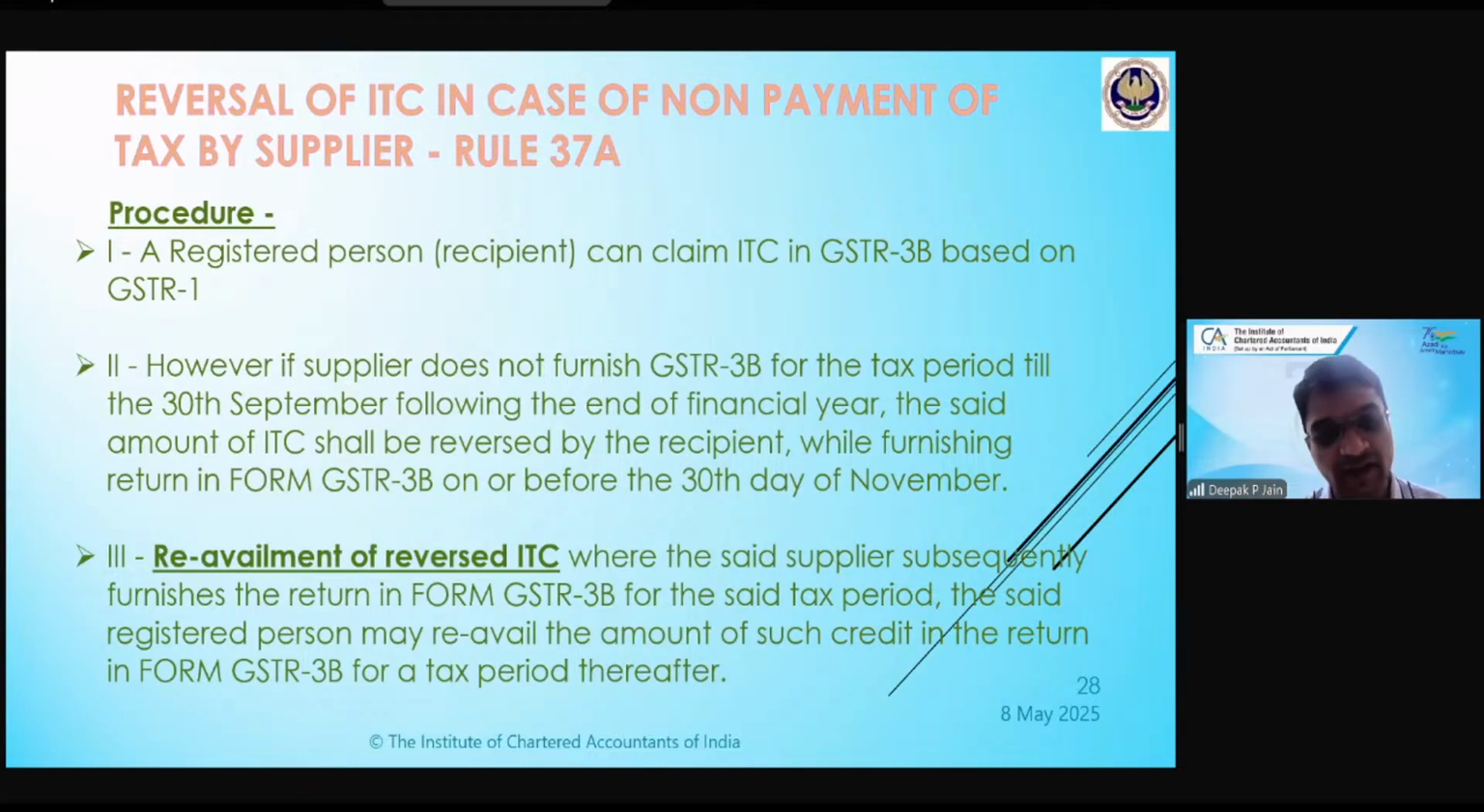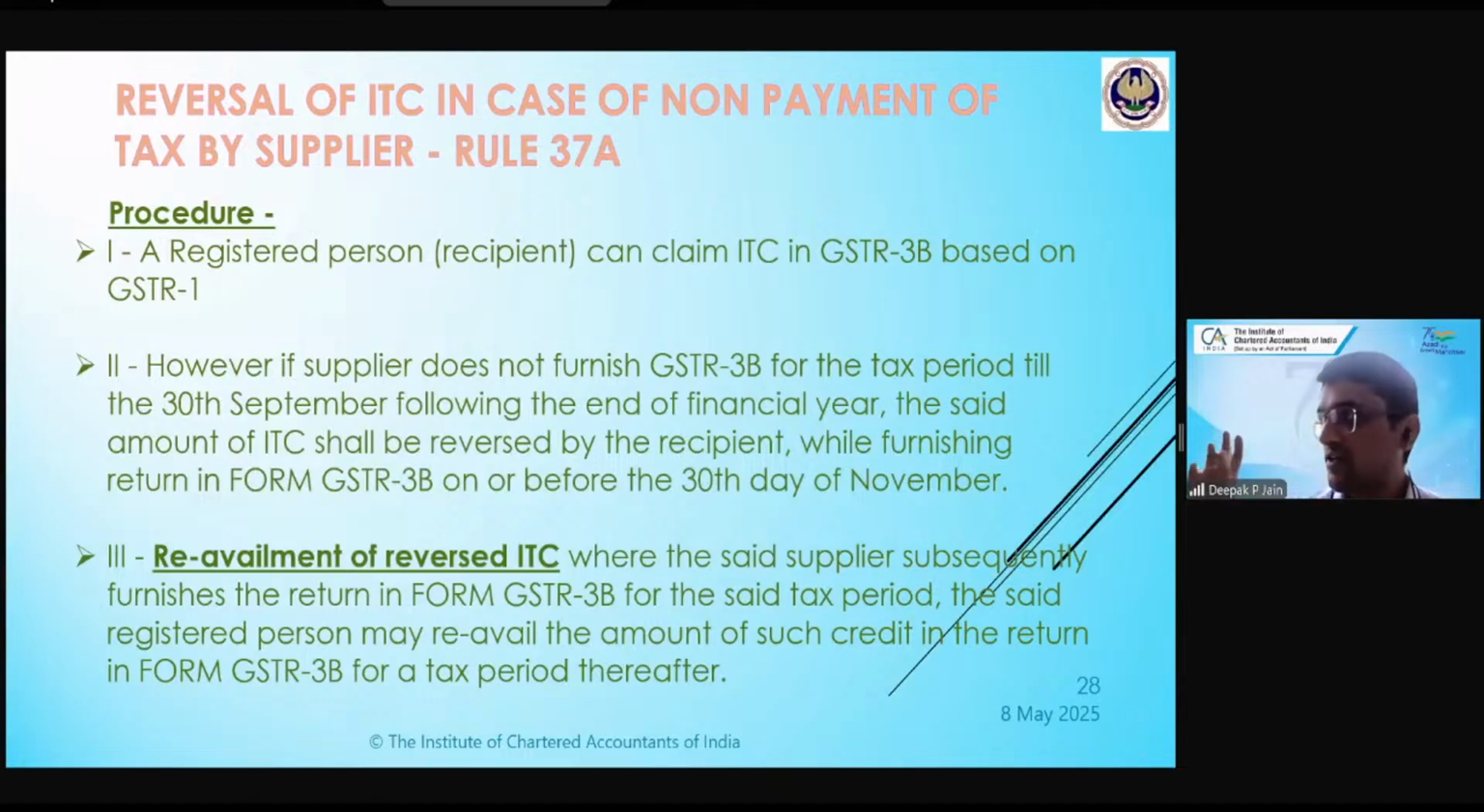Would there be any interest? Yes, there will be interest if you have claimed the credit and utilized it. Okay, what is claiming and utilizing? Just taking the credit and offsetting that with the output tax. That is called availing. There are two terms: claiming and availing. You have just claimed it, but you have not availed it, no interest.